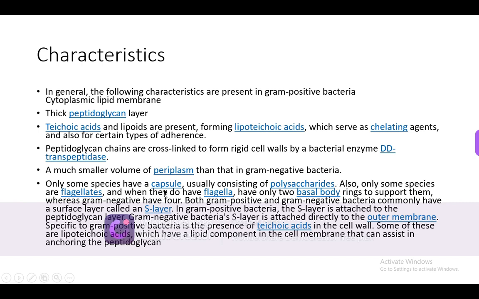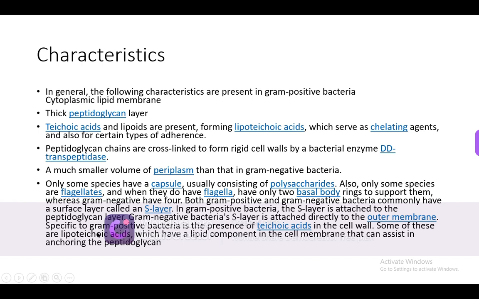Also, only some species are flagellates, and when they do have flagella, they have only two basal body rings to support them, whereas the gram-negative have four basal bodies. Both gram-positive and gram-negative bacteria commonly have a surface layer called an S layer. In gram-positive bacteria, the surface layer is attached very tightly to the peptidoglycan layer. In gram-negative bacteria, the surface layer is attached directly to the outer membrane.